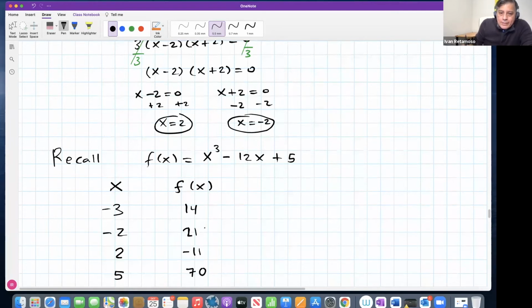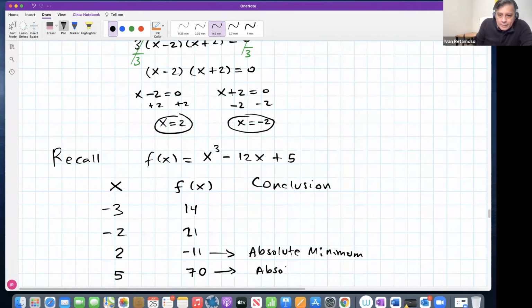So comparing the overall, clearly this one is, right here, the conclusion. This one is the absolute minimum, right? Absolute minimum. And clearly this one is the absolute maximum, right? And that's all we were able to find, right?